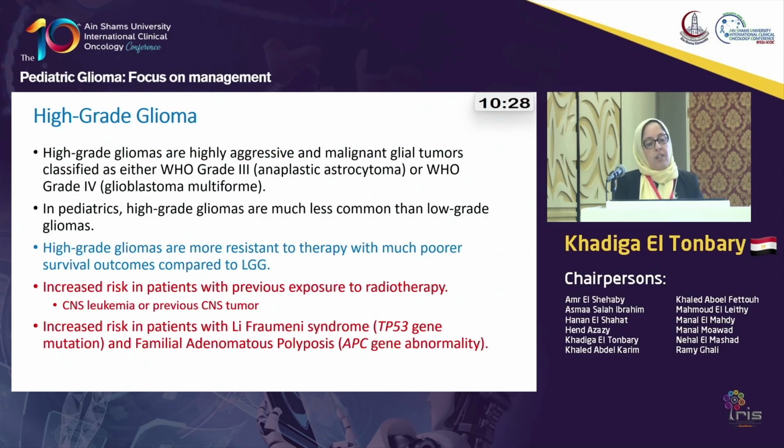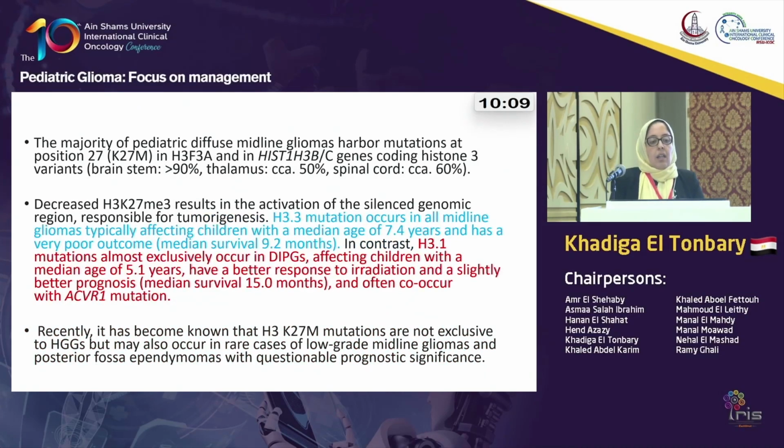Regarding the high-grade glioma, grade 3 or grade 4, they are less common than the low-grade gliomas, and they are increased in patients with previous exposure to radiotherapy or chemotherapy, and in patients with Li-Fraumeni or familial adenomatous polyposis with the APC gene abnormality. The majority of pediatric diffuse midline gliomas harbor mutations at position 27 in H3-3A and histone H3C genes coding histone 3 variants, in the brainstem position more than 90%, thalamus 50%, and around 60% in the spinal cord.